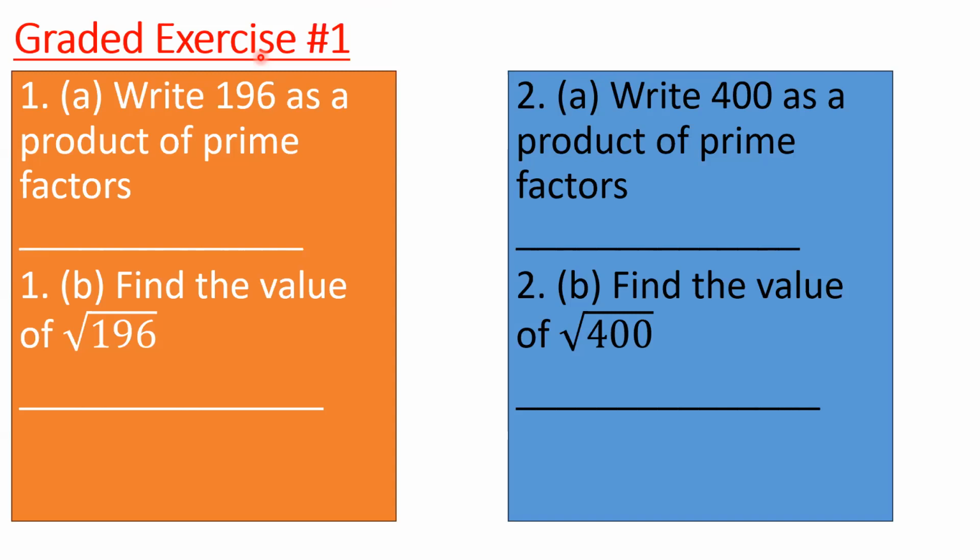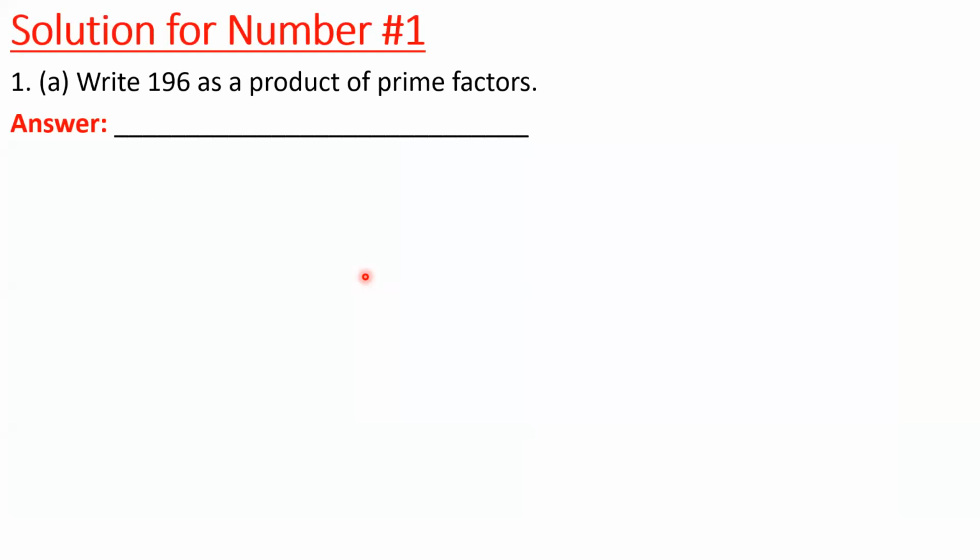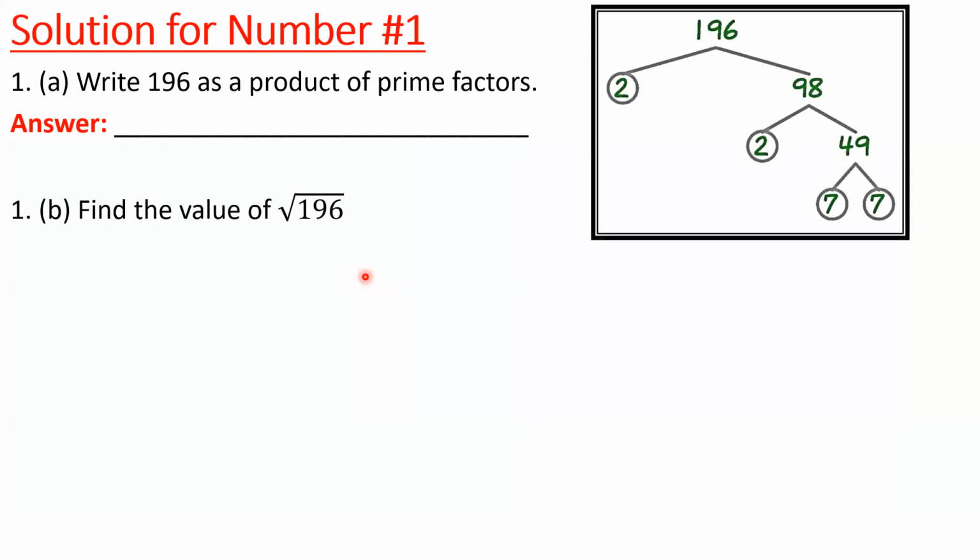Anyway, let's go over these answers. Can you do number one? Yeah, go ahead. Number one says 196 as a product of prime factors. I divided by 2 and I got 98 times 2. I divided 98 by 2 and I got 49 times 2. Then I divided 49 by 7 and I got 7 times 7. So my answer is 2 times 2 times 7 times 7.